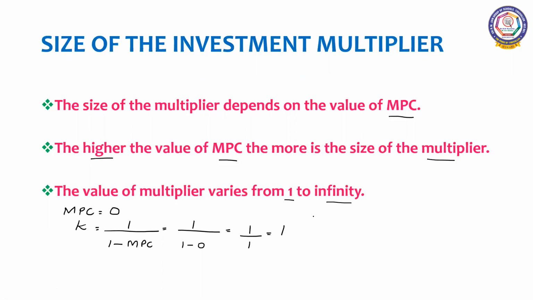Now let us see when MPC is 1, what would be the value of multiplier? Multiplier is equal to 1 by 1 minus MPC. 1 divided by 1 minus 1. So 1 by 0 is equal to infinity. Thus, the value of multiplier varies from 1 to infinity.